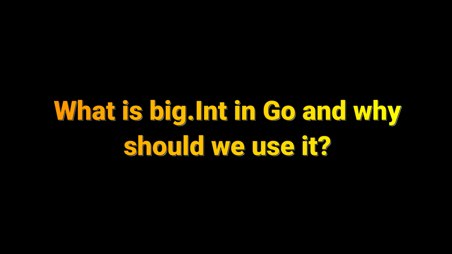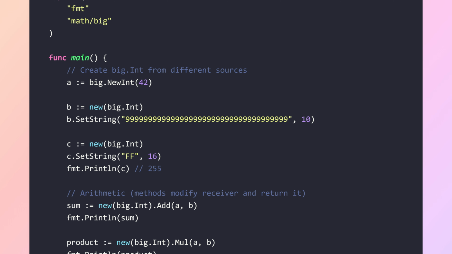Question: what is big.Int in Go, and why should we use it? Big.Int is a type in the math/big package that lets you work with very large integers. Normal integer types like int or int64 have size limits, but big.Int can store numbers as large as your memory allows.